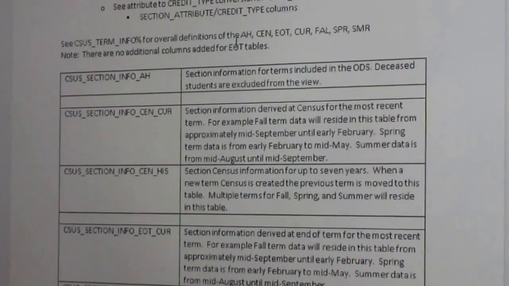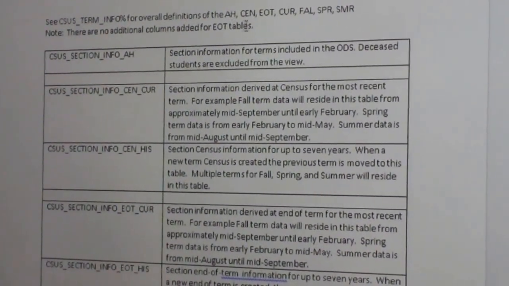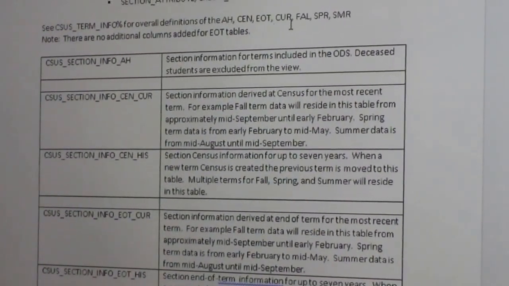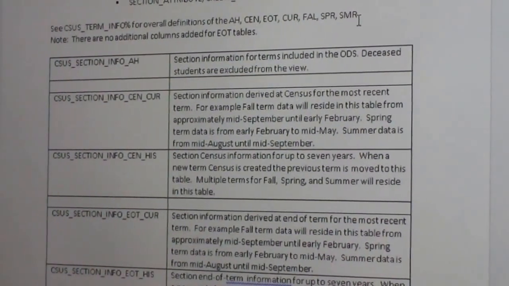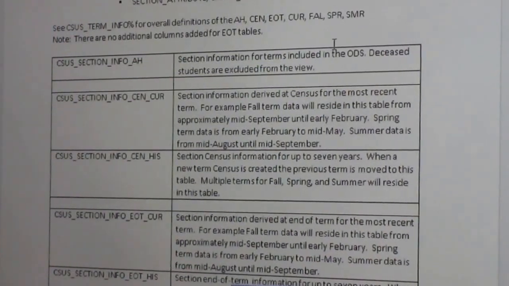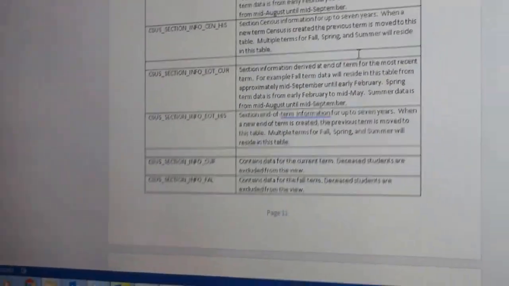And I'm not going to go through them. There's an academic history, a census, and a term, and CUR, and an end of term, and CUR, fall, spring, summer. That's all very similar to the term that we just went through. And there are no additional columns added at end of term. So these are all the section tables.